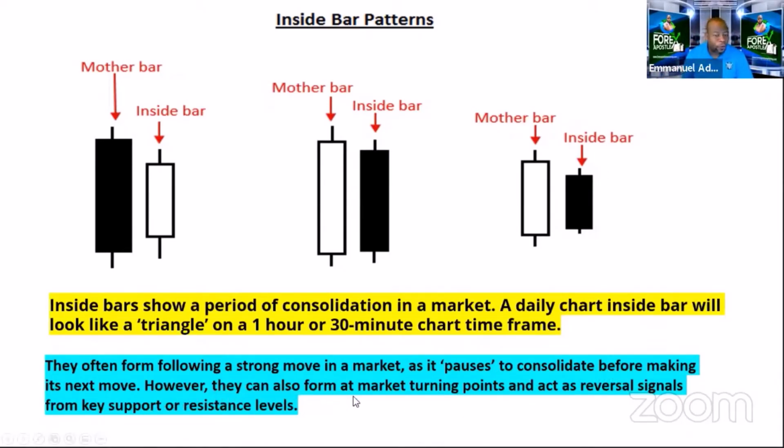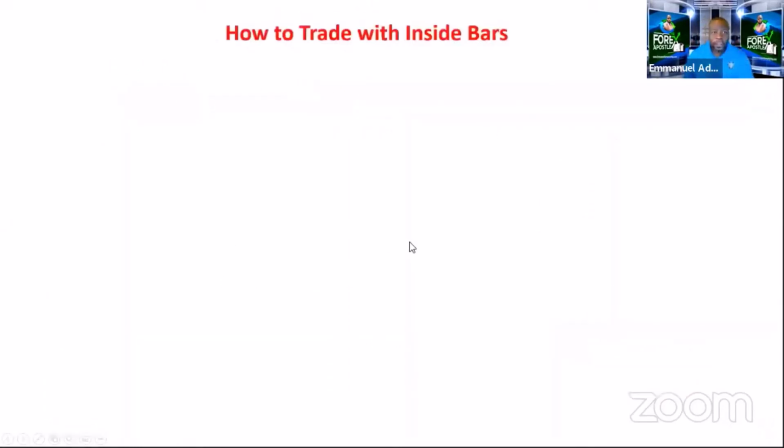However, they can also form at market turning point. Please understand that. It therefore means that you can have it when the market is trending, or you can have it when the market is about to reverse. So we can have it as a turning point and act as a reversal signal from key support and resistance level. Okay, so how do you trade with inside bar?